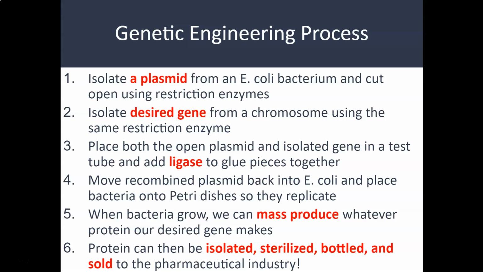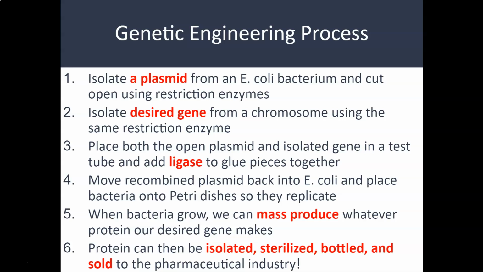We're going to remove the recombined plasmid, so that just means that it has new genetics to it because now it has a new gene added to it. And we're going to put it back into the E. coli bacteria and place the bacteria into a petri dish. As a reminder, because the plasmid will make this gene separately from its DNA, when the bacteria grows and then splits through the process of binary fission, it mass produces the protein that's inside that desired gene, because those plasmids are just replicating all on their own.